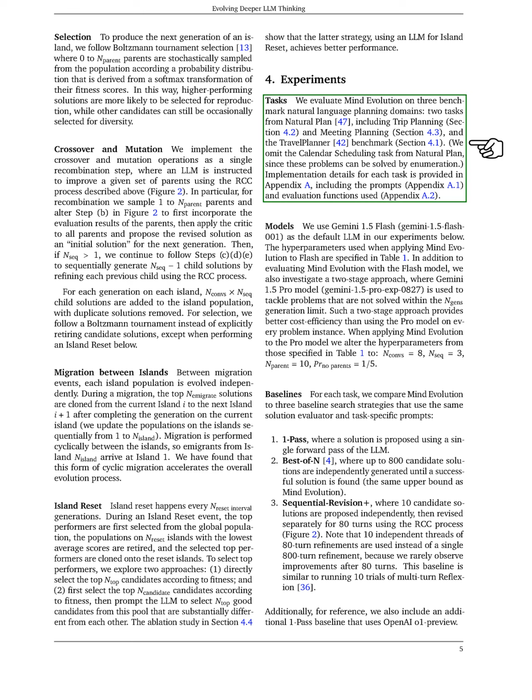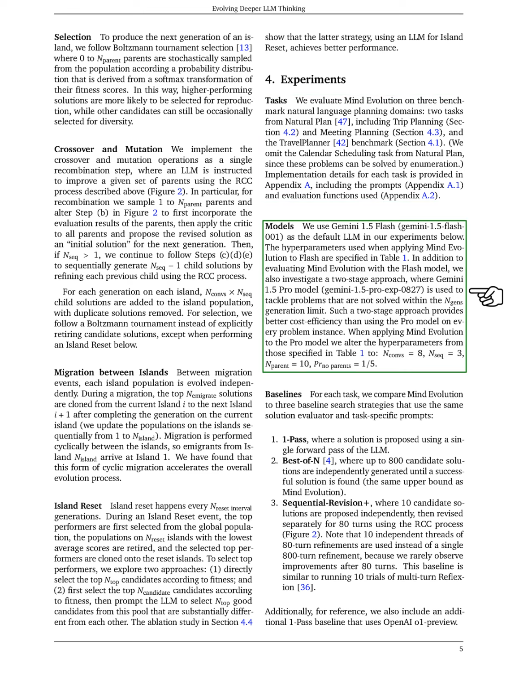Section: Models. In this section, we utilize Gemini 1.5 Flash as our primary model for the experiments. The hyperparameters for applying mind evolution to Flash are detailed in a specific table. We also explore a 2-stage method using the Gemini 1.5 Pro model for problems that exceed the generation limit. This approach is more cost-effective than using the Pro model for every instance. When we apply mind evolution to the Pro model, we adjust the hyperparameters to specific values for better performance.